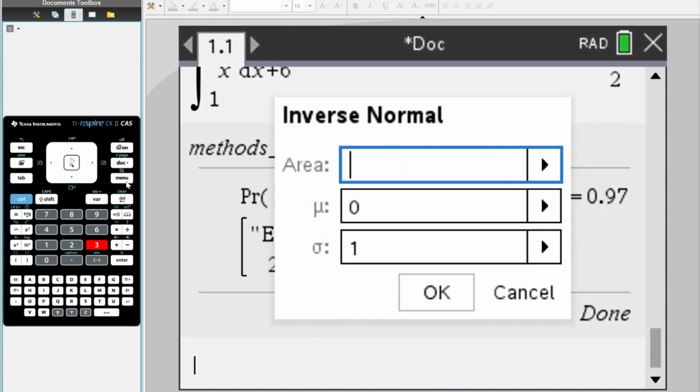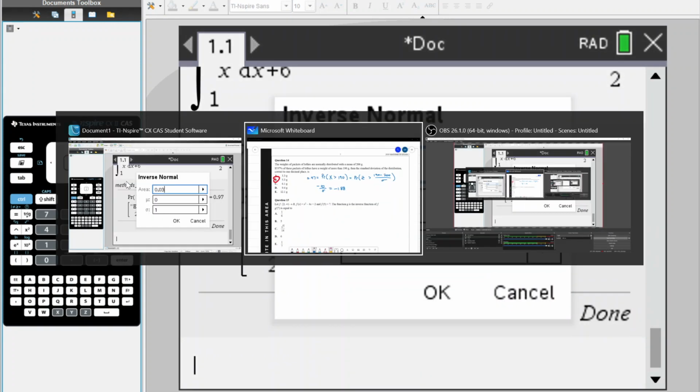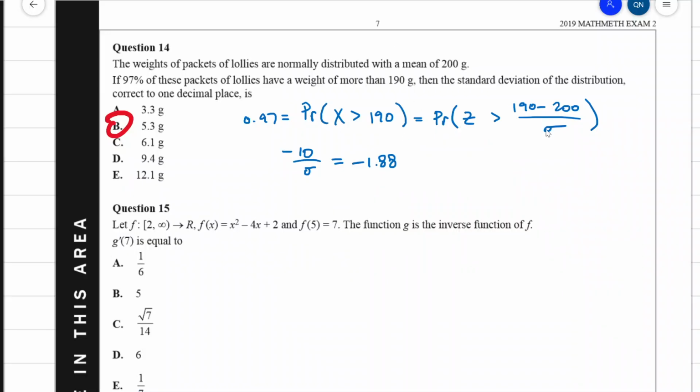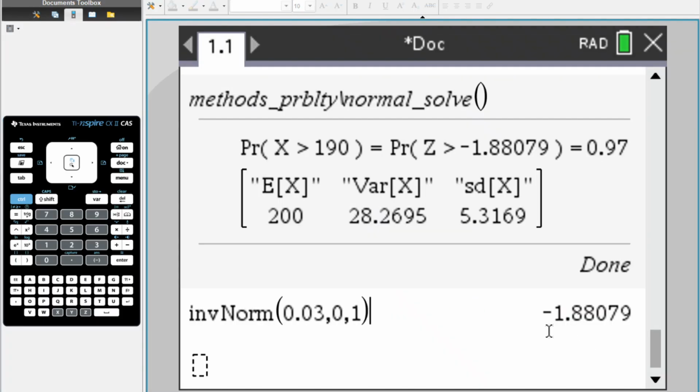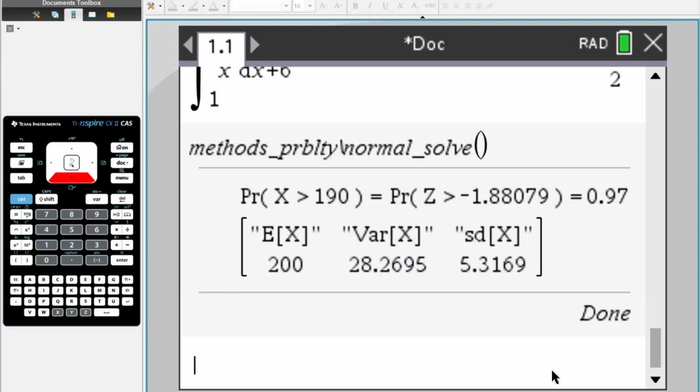So when you plug in the area, if you do normal inverse, menu 5 5 3, I might as well just do it. You need to put in 0.03 because the CAS assumes the area is on the left-hand side of the value you're interested in. And if you just press enter, that's the z-score that we got. All right, so hopefully that's clear.